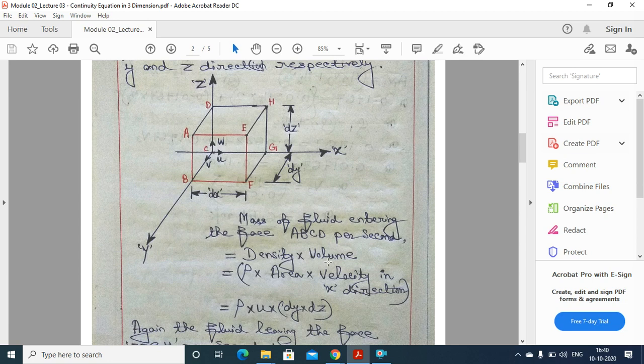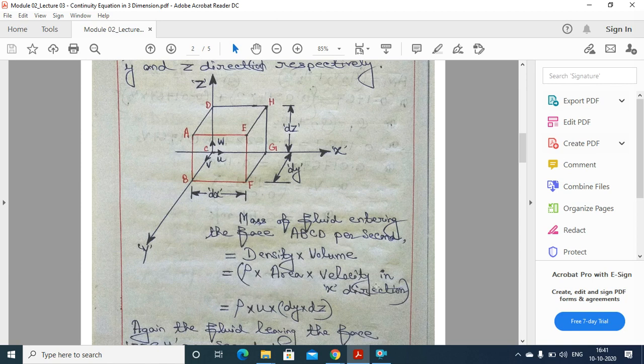I am again repeating the formula of the mass. From the density we know that density is equal to mass per unit volume, so mass is equal to density into volume, that is rho into volume. Now what is volume? Volume is equal to area into distance. So rho into area into velocity in x direction.